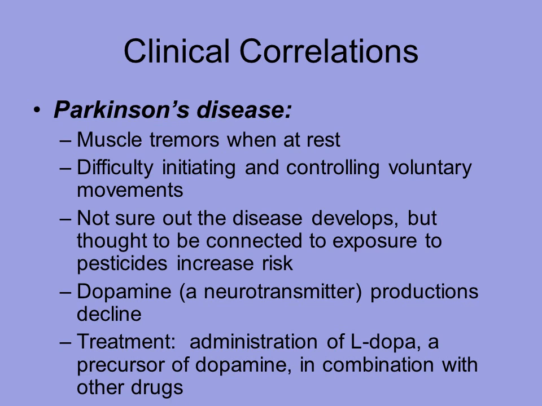Dopamine, which is a neurotransmitter, we have found that the production is decreased in individuals with Parkinson's disease. So you can, as a form of treatment, administer L-Dopa, which is a precursor to making dopamine, to try to increase the levels.